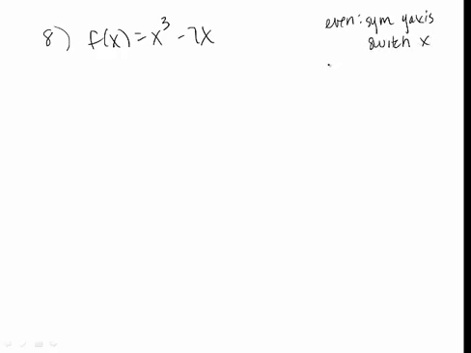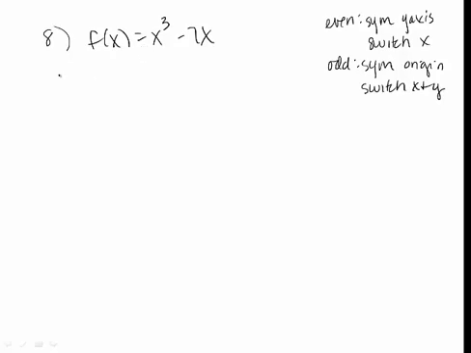Determine whether the function is even, odd, or neither. Okay, let's talk about that. Even means it's symmetric to the y-axis, so you switch your x. If it is odd, it is symmetric to the origin, which means that you switch your x and your y. Well, take a look at it. What do you think it is?